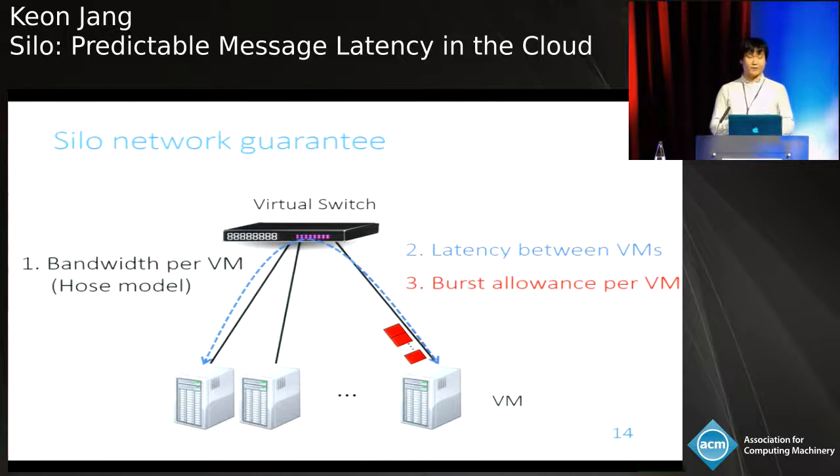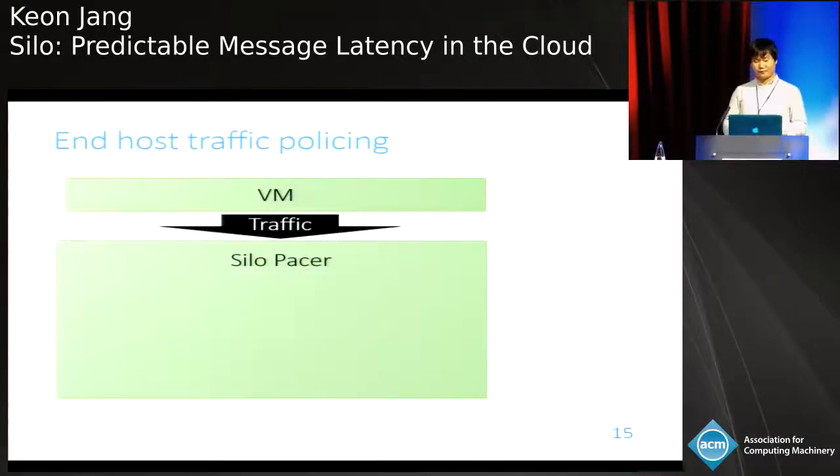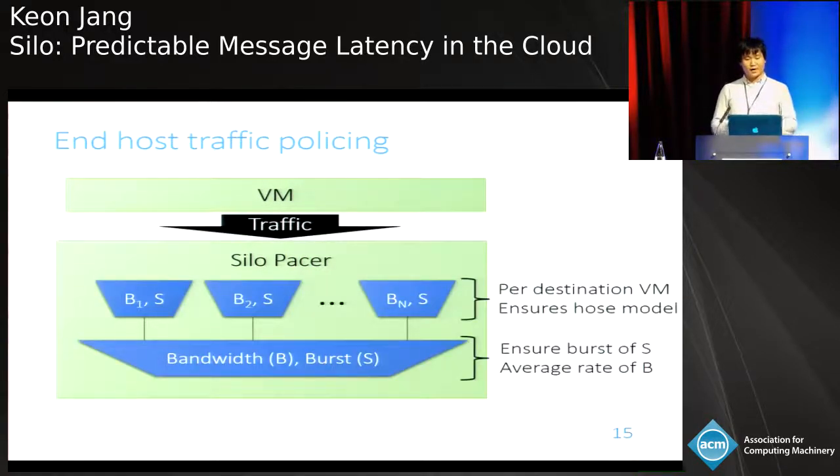So given the network guarantee, we pace the traffic to enforce it. All VM traffic is first sent to the Silo pacer at the hypervisor. And inside the Silo pacer, we have layers of token buckets. First, we have a token bucket per destination VM, and this token bucket layer ensures the host model guarantee. And second, we have another token bucket which enforces the aggregate bandwidth and burst from each VM. And we strictly limit the guarantee, meaning our guarantee is not work conserving across tenants.